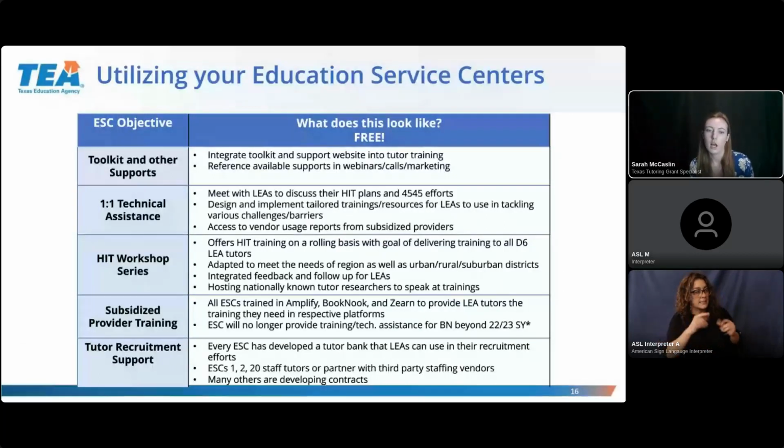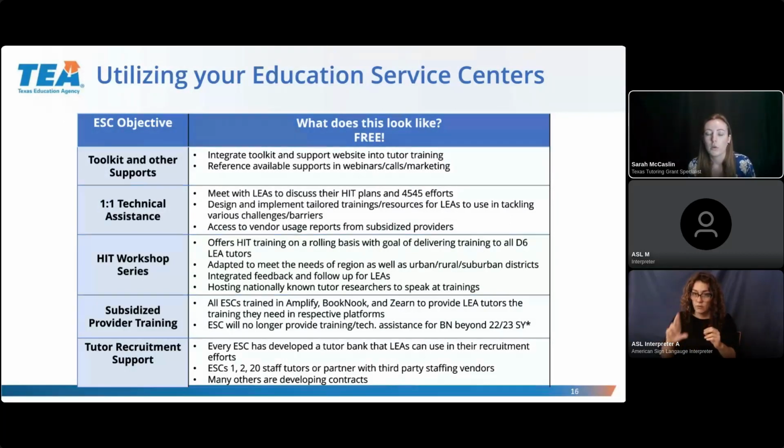these resources. More specifically, ESCs 1, 2, and 20 do have the ability to staff tutors or have been partnering with third-party staffing vendors to provide you with the staffing resources, be it face-to-face or virtual, that you need to tackle some of those personnel challenges. And then finally, a lot of our ESCs who are not specifically staffing tutors or did not specifically initially sign up to staff tutors are still pursuing and developing contracts with other vendors to support some of those staffing needs.